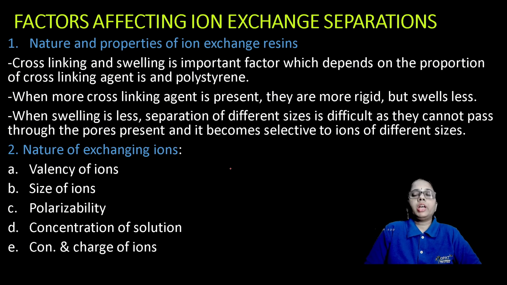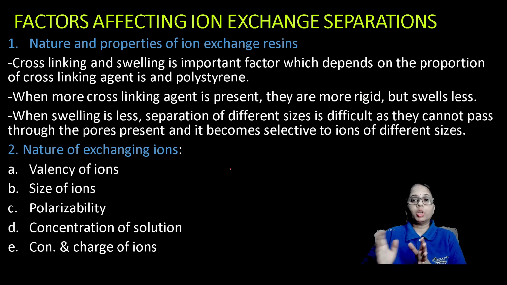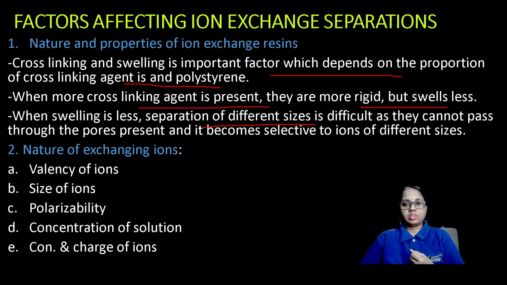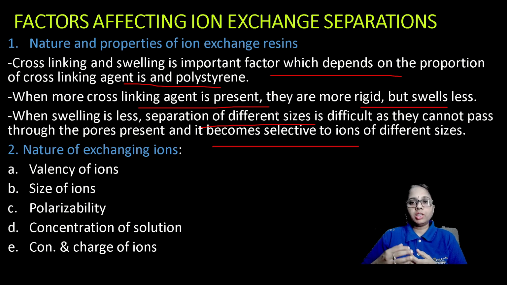Nature and properties of the ion exchange resins: cross-linked polymers are used here. Cross-linking and swelling are important factors, which depend on the proportion of cross-linking agent, which is polystyrene. When more cross-linking agent is present, the resin is more rigid but swells very little. When swelling is less, separation of different sizes is difficult, as they cannot pass through the pores and become selective to ions of different sizes. That's why the properties and nature of the exchange resins are very important. More rigid columns also cannot be used because the swelling is very little.